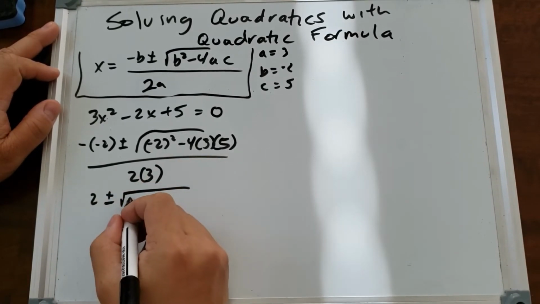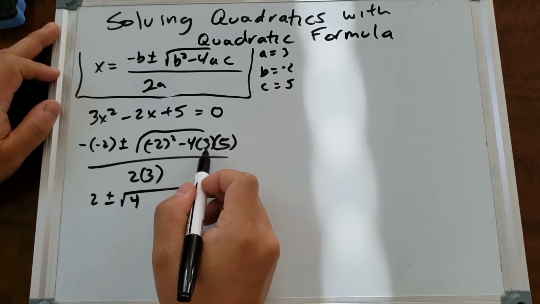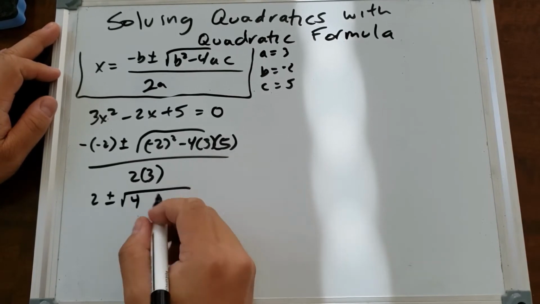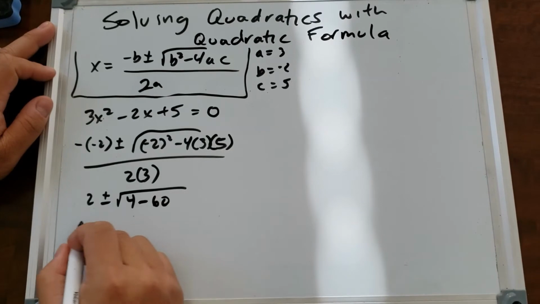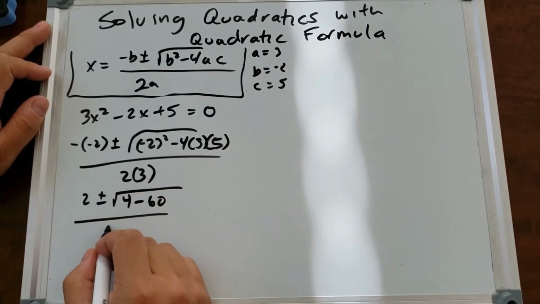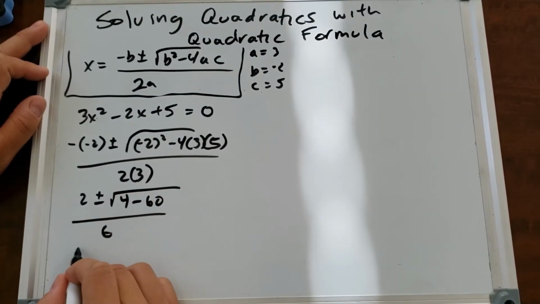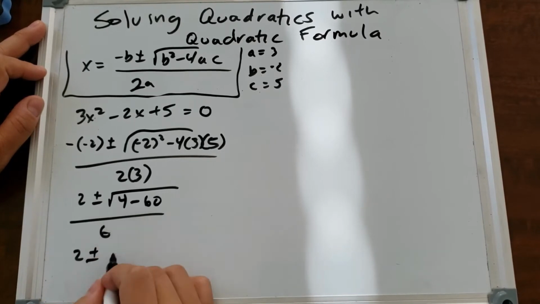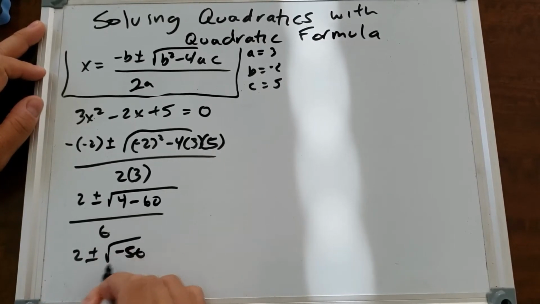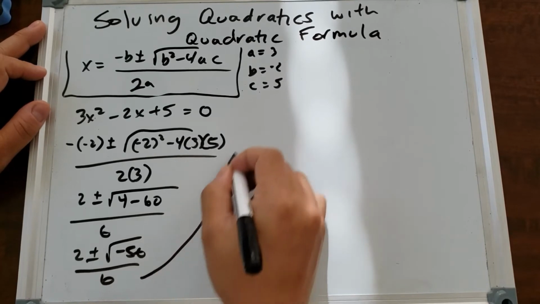-2 times -2 gives me a 4. And then 4 times 3 gives me 12, and 12 times 5 gives me 60, so it's going to be -60, all over 2 times 3, which is 6, okay? So then I'm going to go 2 plus or minus 4 minus 60. That's going to give me a -56 over 6. So I'm going to bring this up here.